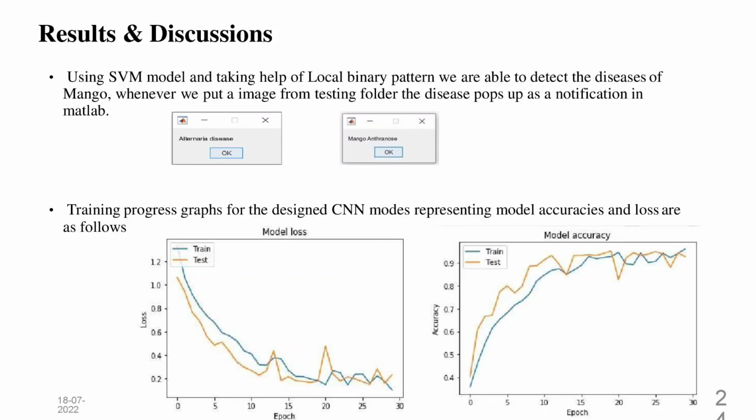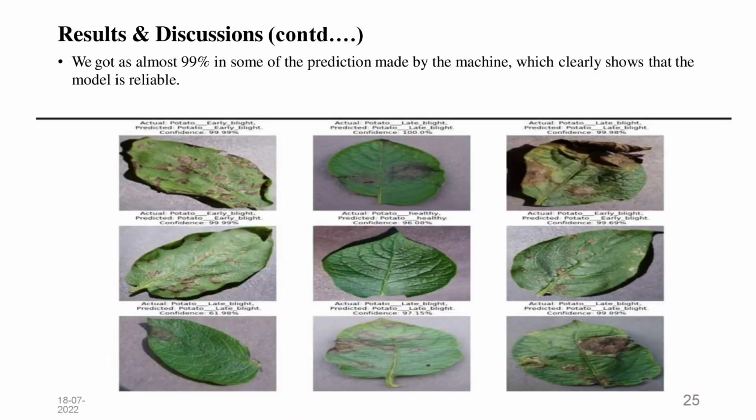Second result we got is two graphs, that is model loss and model accuracy. So here we can see that model loss is very less, which is pretty good, and model accuracy is pretty high, which is also good for our model. The third result we got is after doing programming in Python and with the help of CNN, we almost got 96 to 97% of accuracy, which is pretty good.